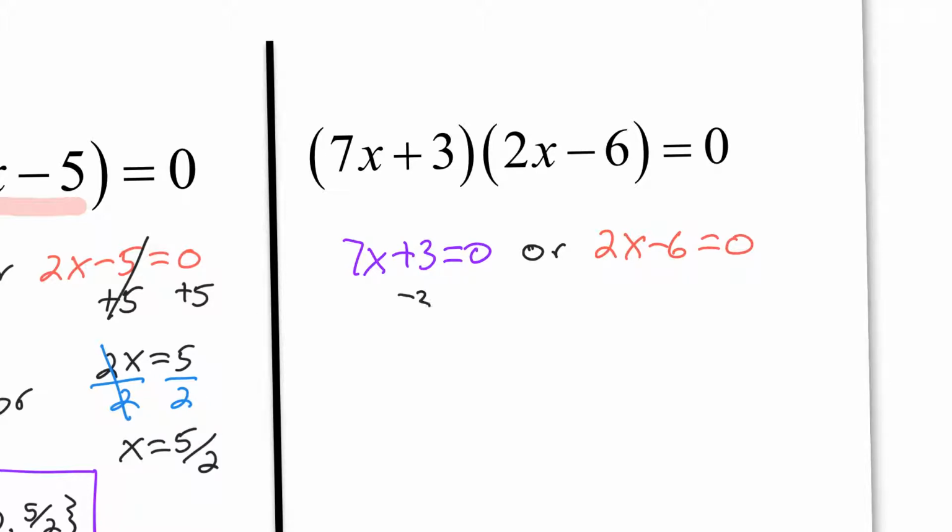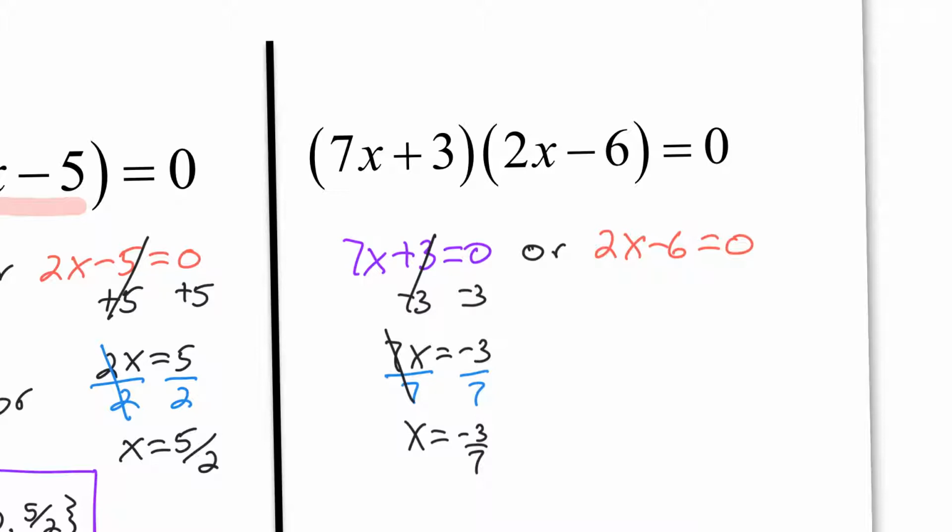So I'm going to subtract 3 from both sides right here. So 7x equals negative 3. I'm going to divide by 7. This turns into 1. So x equals negative 3 over 7. And you always want to check if you can reduce the fraction. And you can't. So that's one answer. Don't give me mixed numbers. If you can turn it into a mixed number, that's okay. Leave it as an improper fraction.